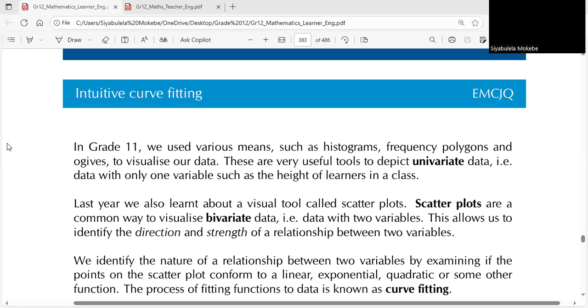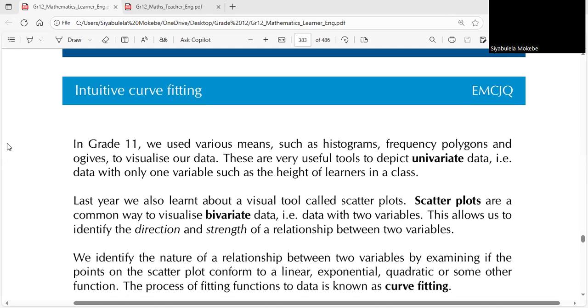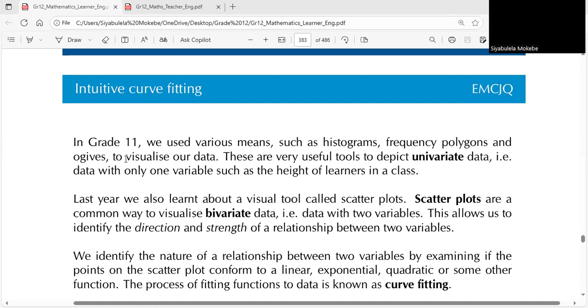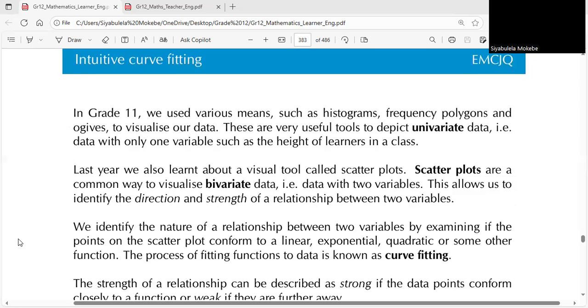Hello, folks. All right, so in this video, we're going to continue with grade 12 statistics. So we'll be looking at curve fitting, right? In grade 11, we used various means such as histograms, frequency polygons, and ogives to visualize our data. These are very useful tools to depict univariate data, meaning data with only one variable, such as the height of learners in a class. Last year, we also learned about a visual tool called scatter plots.